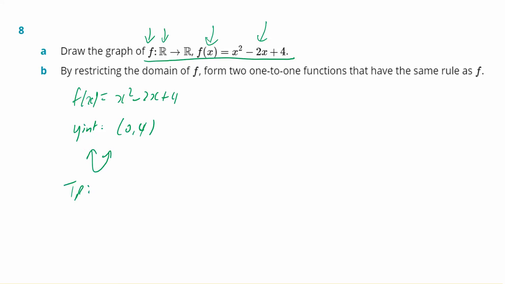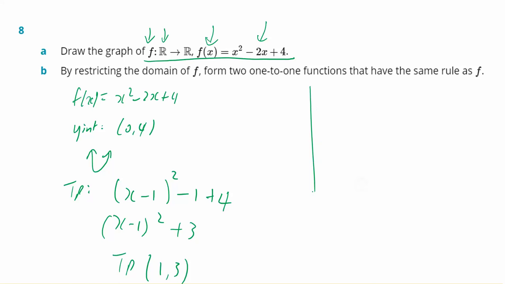The turning point, I'll get this into scaffold form. So this will be x minus 1 squared minus 1 plus 4. So x minus 1 squared plus 3. So TP is at 1, 3. So if I sketch it, the graph's going to look like this. We have a TP at 1, 3 and intercept at 4. And you draw, instead of y, you write f of x here. Which makes sense because that's like your new y.